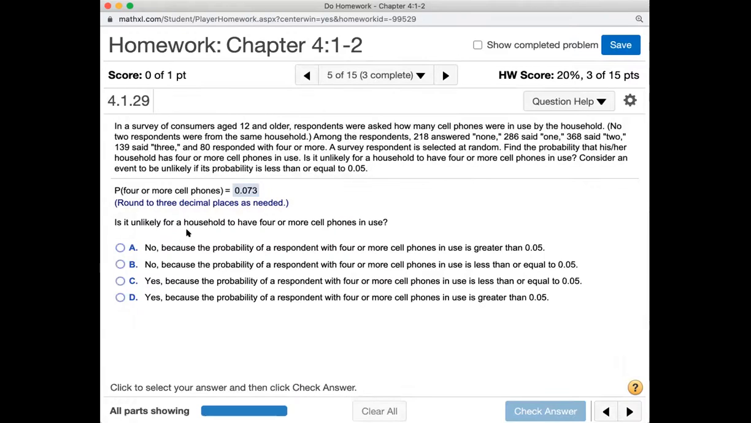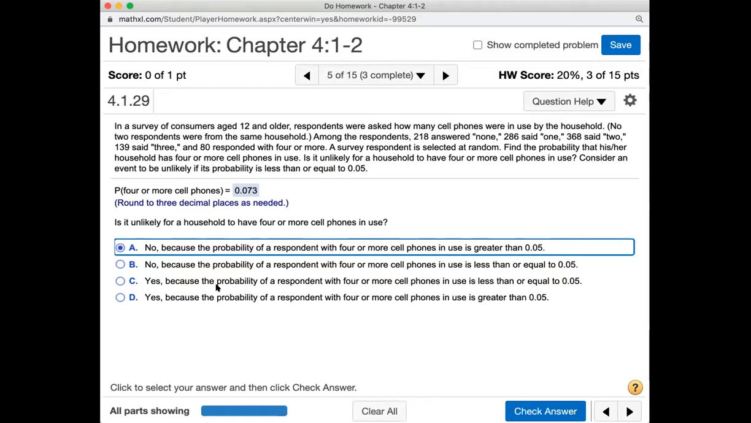Now the next one: is it unlikely for a household to have 4 or more? 0.073 is definitely greater than 5%, right? We consider an event to be unlikely if its probability is less than or equal to 0.05. But this is not less than or equal to 0.05. So no, it's not unlikely for a household to have 4 or more, because it is greater than 0.05.